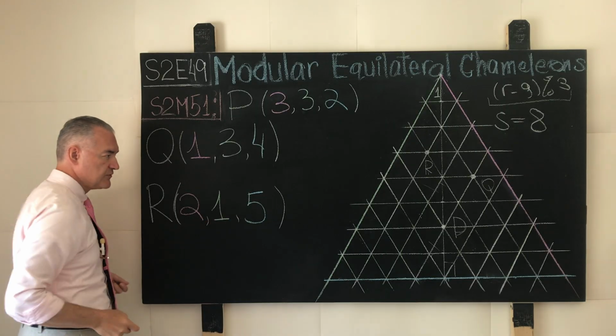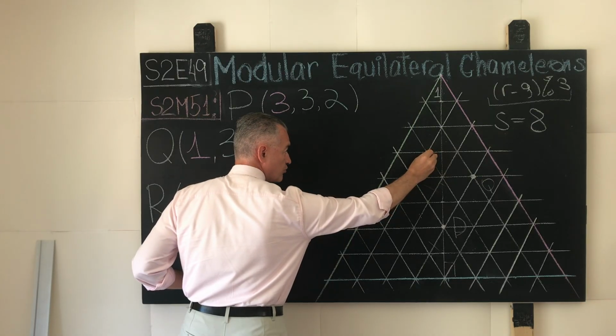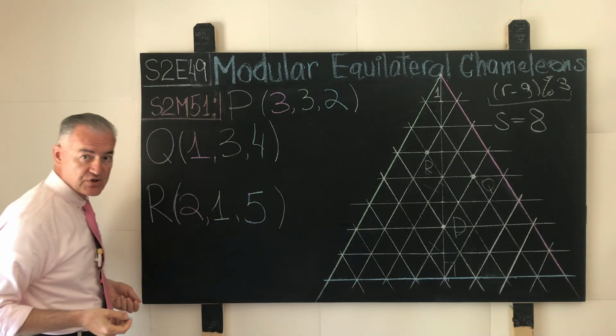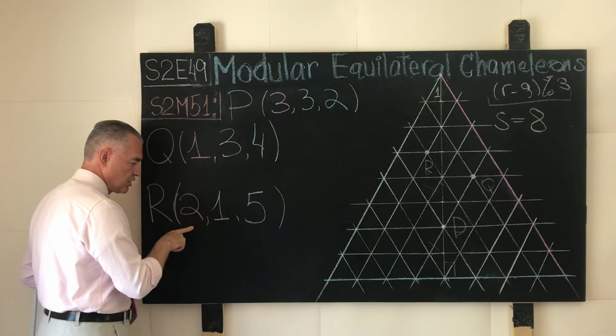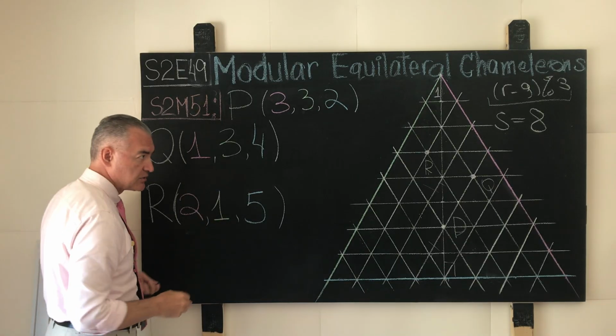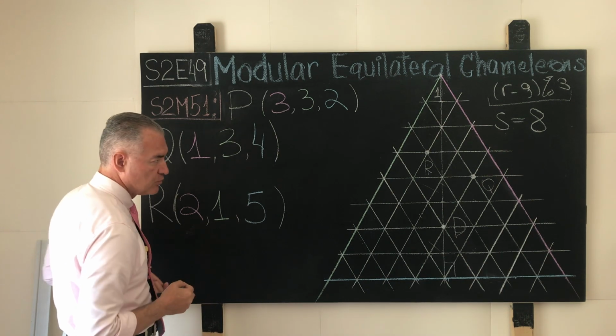2, 1, 5. This is the point, a geometric point that geometrically represents the state of affairs, which is captured algebraically with the ordered triplet of numbers: 2 red, 1 green, 5 blue chameleons in our family at that point. And now the next step. What is the next step?